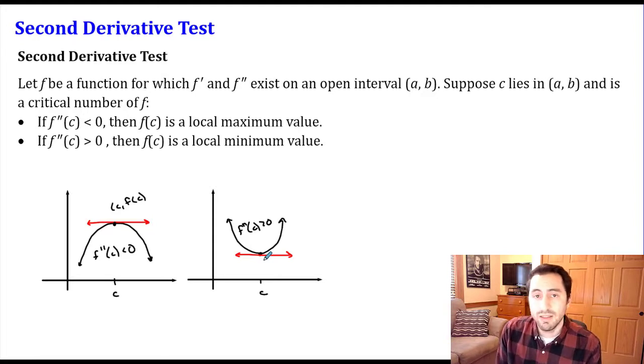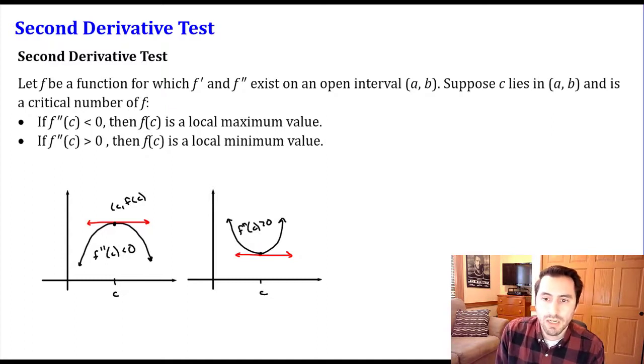So that's the general idea for the second derivative test. What we need to do is locate critical numbers. And then at those critical numbers, we'll use the second derivative to find out if it's positive or negative, which in turn indicates if we have a maximum or minimum value.